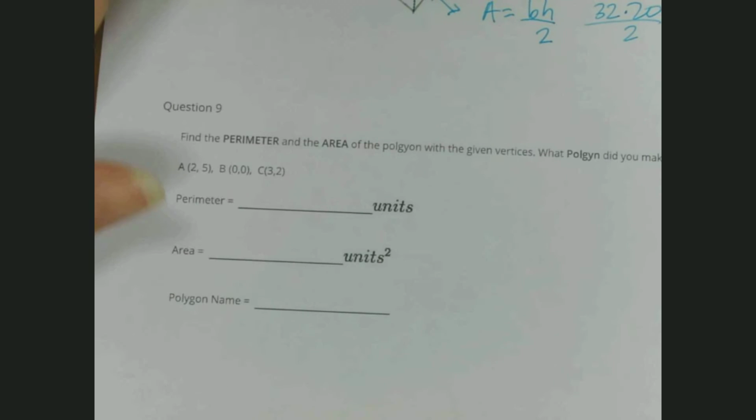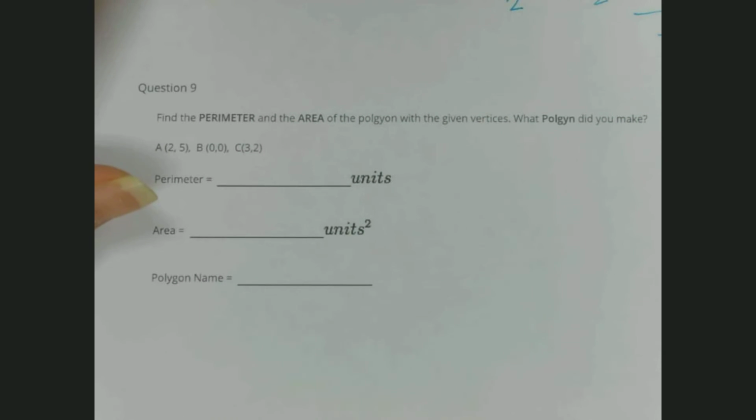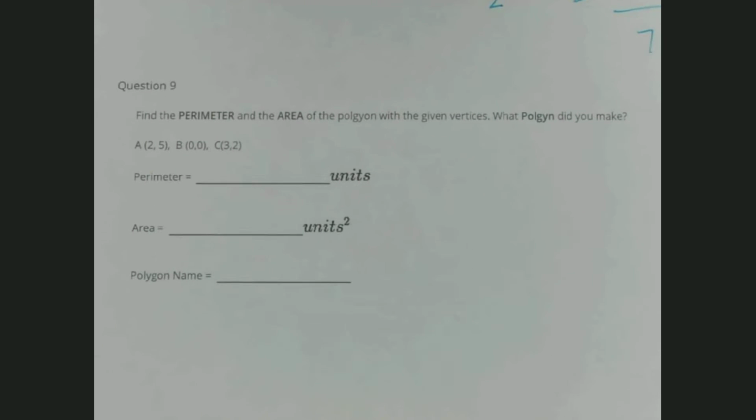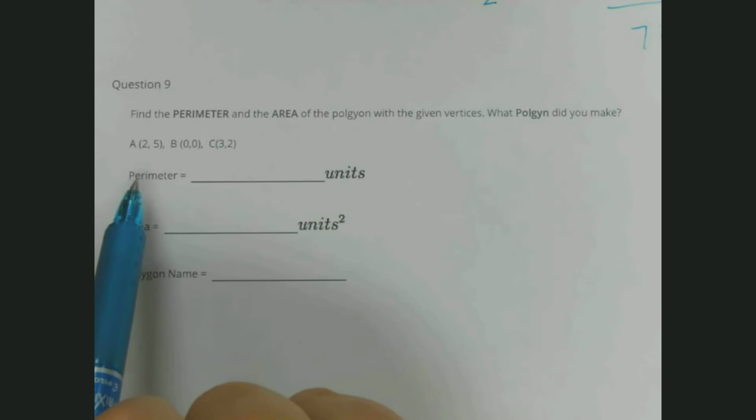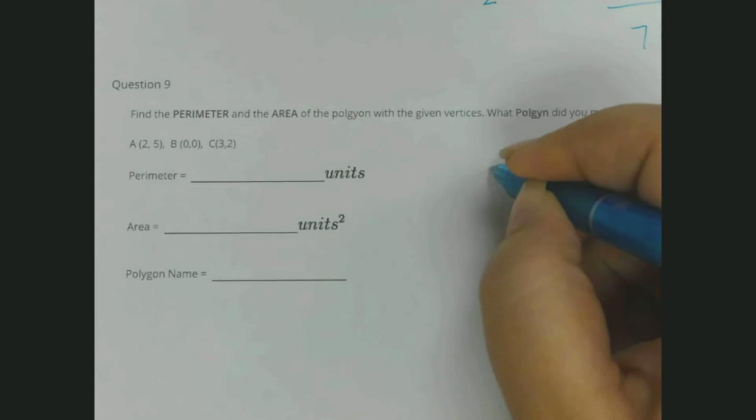Okay, this one, find the perimeter and the area of the polygon with the given vertices. What polygon did you make? Okay, there's a couple of different ways you could do this. First of all, you could look and see, well actually, we're going to graph it.